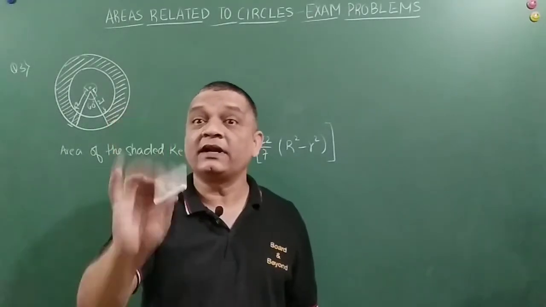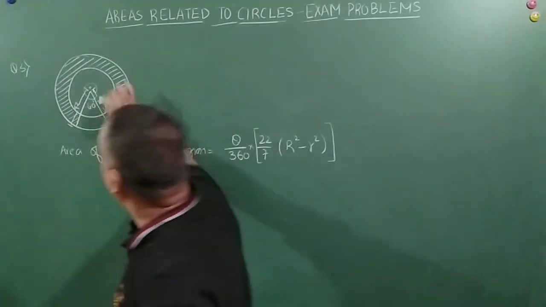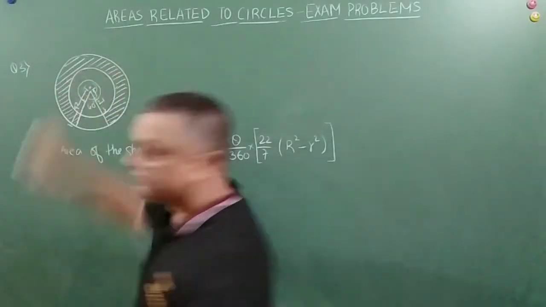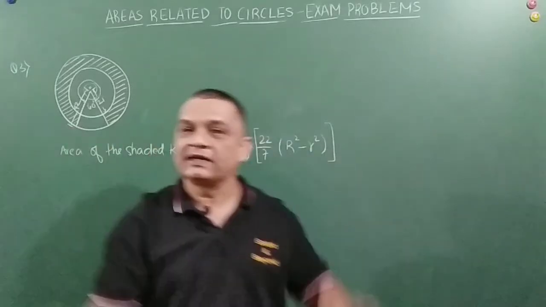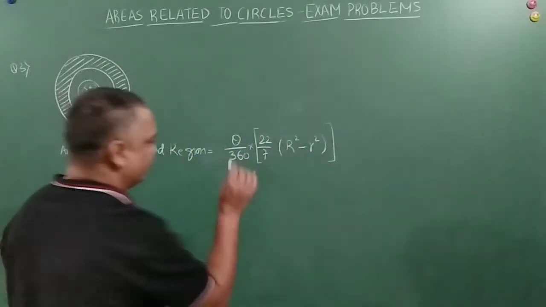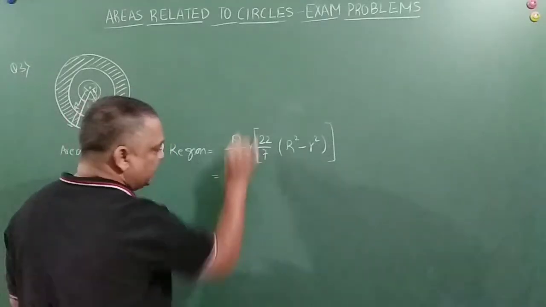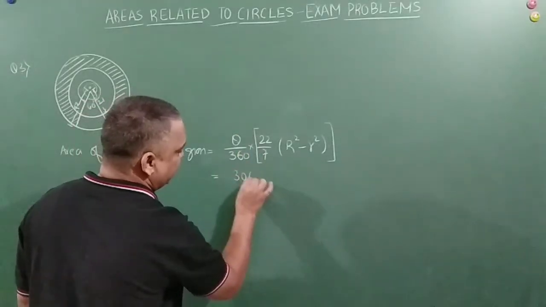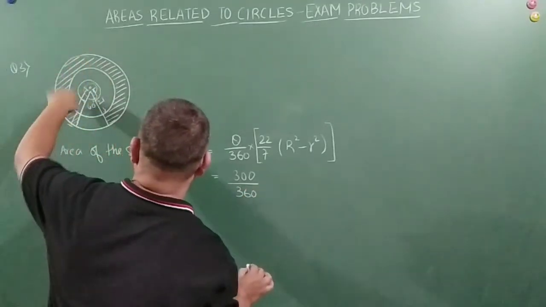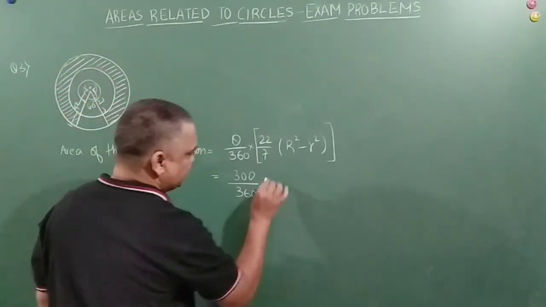right? We want the ring only up to 300 degrees, that is the remaining part. You are getting my point? I do not want the complete ring, right? So that is why I have done it like this, right? So theta here is equal to 300 degrees friends, not 60 degrees, because I am taking the major sector, okay?